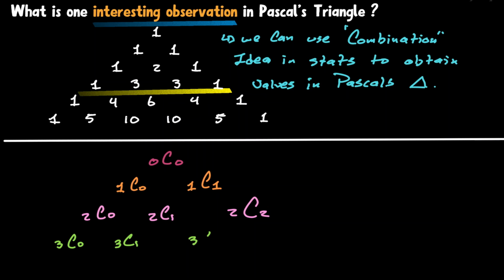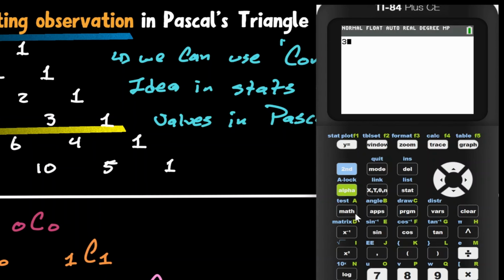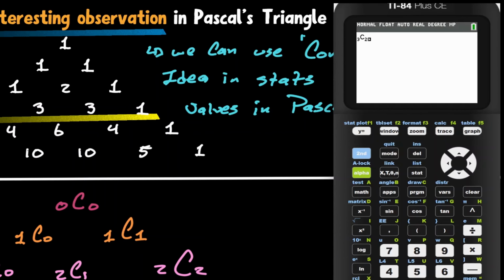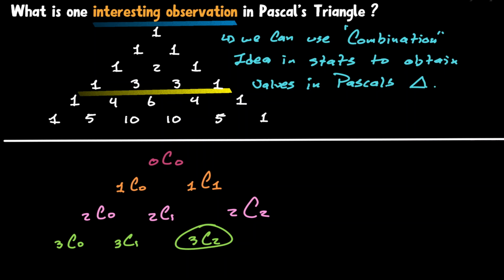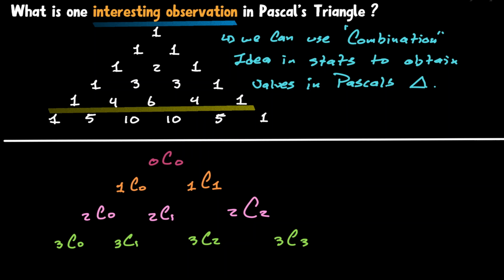Now let's compute 3 combination 2. That is equal to 3. And notice that that's what we got in here, the next value in Pascal's triangle. And I hope that I can convince you that if we do 3 combination 3, that is going to give you the next value in our row. If we want to compute the next row in Pascal's triangle, we can find those values by doing the computation of 4 combination 0, 4 combination 1, 4 combination 2, 4 combination 3, and 4 combination 4.